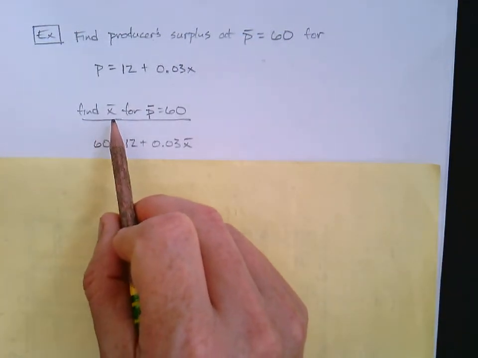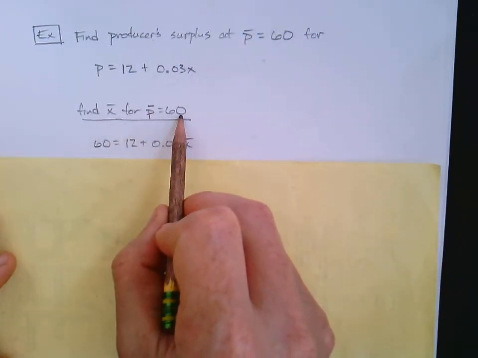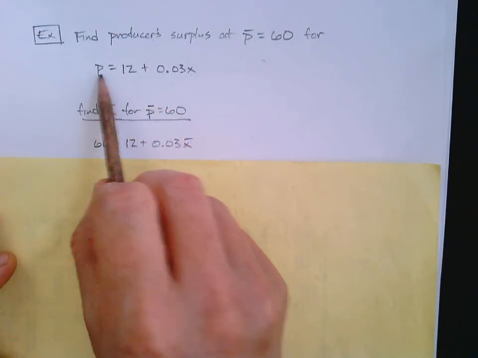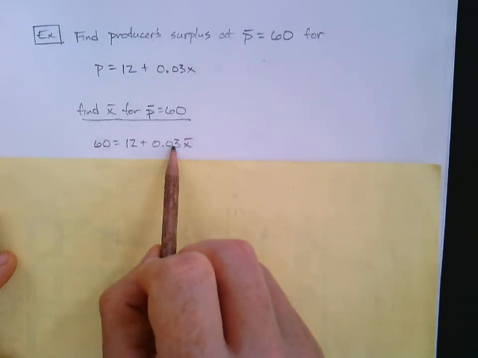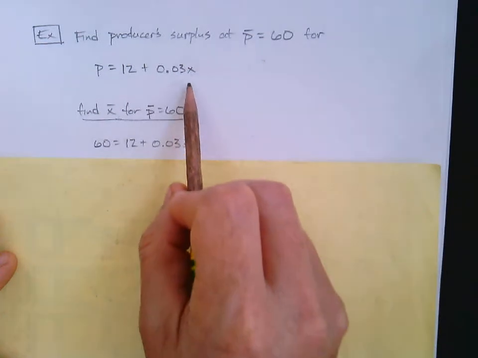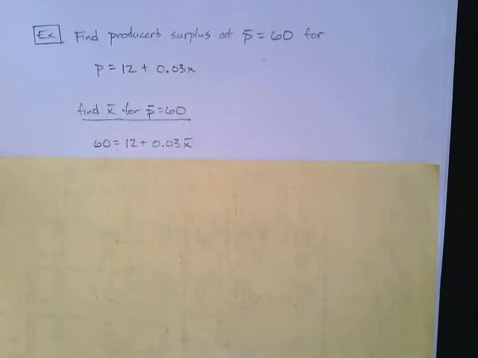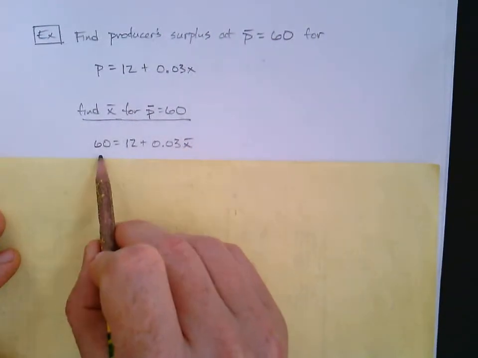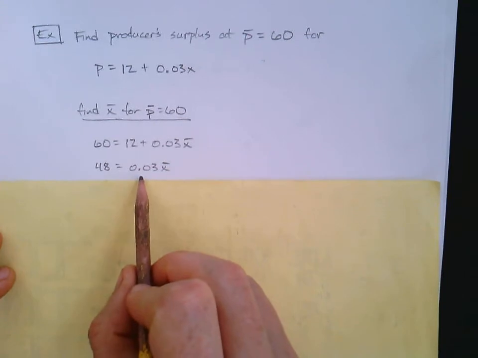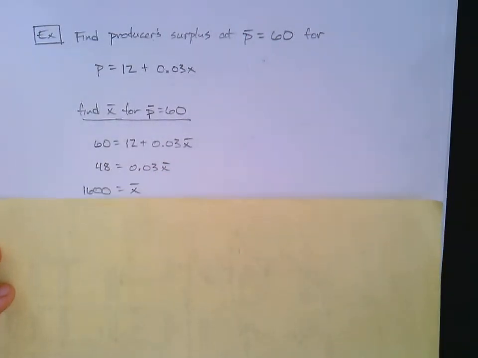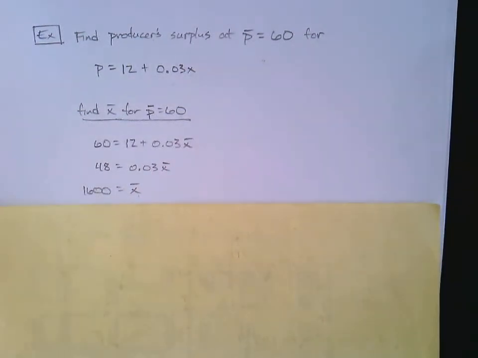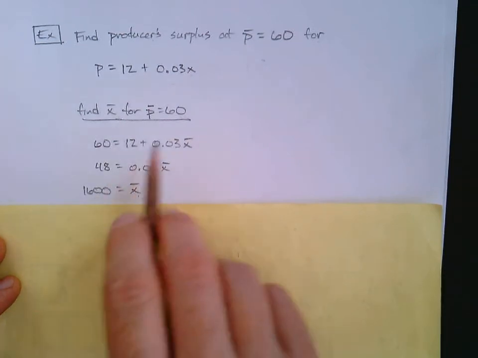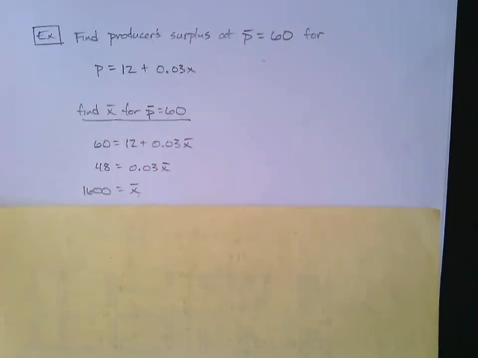To find x bar for P bar equals 60, plug in the 60 to the P and figure out the x. So when we plug in, 60 equals 12 plus 0.03x, let's just call it x bar at this point, and we'll solve for it. Subtracting, we get 48 equals 0.03 x bar, dividing by 0.03, turns out that 1600 equals x bar. So that's our supply if we're going to charge $60.